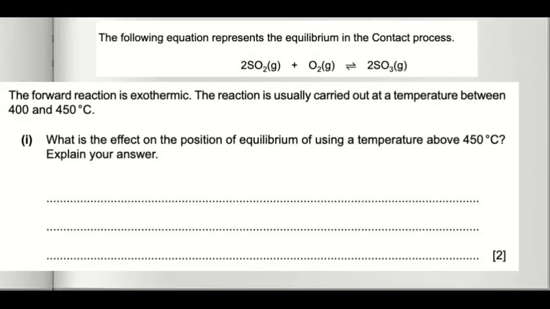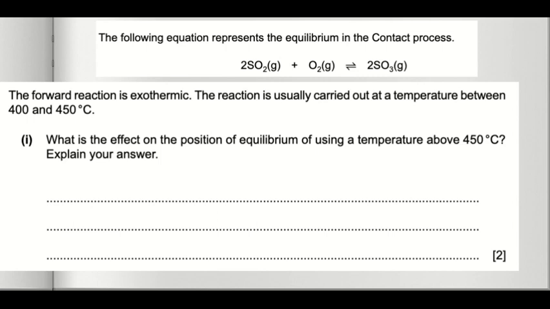This is the kind of question that can come up. It says the following equation represents the equilibrium in the contact process. Sulfur dioxide as a gas plus oxygen makes sulfur trioxide. Now, it doesn't matter if you don't understand the contact process at all for this. Actually, we will look at it later on in our learning, but it really doesn't matter if you don't understand it. We're just applying those 2 key facts.